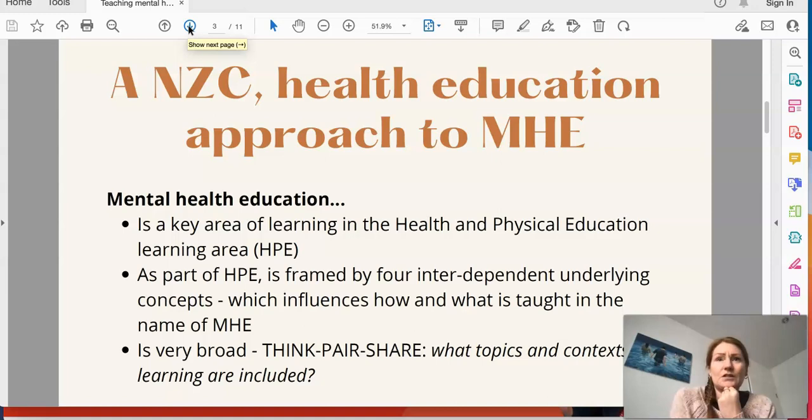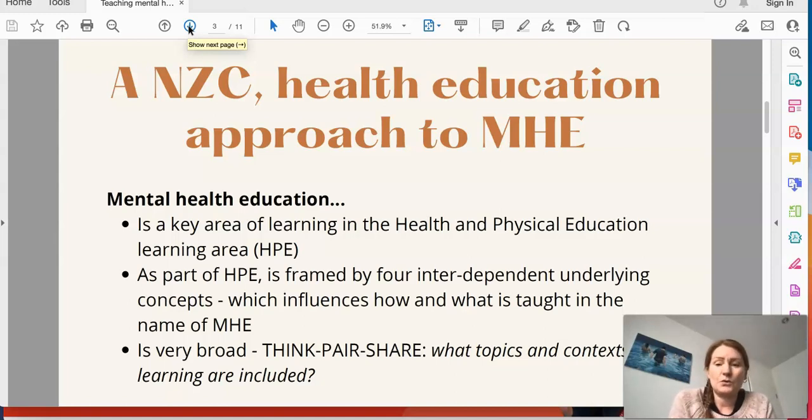So we see mental health education not just as the domain of health education or health and physical education, but that is the learning area in which mental health education, I guess, finds its natural home. And it is a key area of learning in our curriculum area. So we have 7 key areas of learning, and 4 of them are health education specific, one of them mental health education. So by virtue of being part of the health and physical education learning area, mental health education is framed by our 4 underlying concepts, and those concepts therefore influence how and what is taught in the name of mental health education.